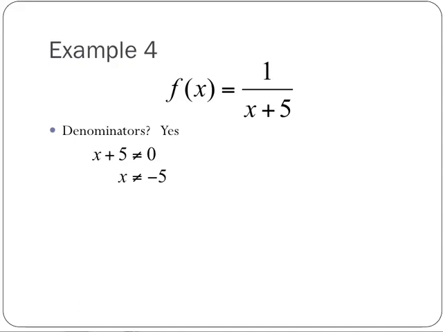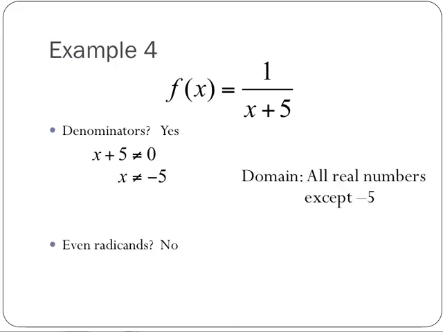All right, so we checked for denominators. We know that x cannot equal negative 5. Now we also have to check, are there any even radicands? No. So our only restriction here is coming from that denominator. Normally the domain is all real numbers, but now we have a restriction where x cannot equal negative 5. So all real numbers except for negative 5.